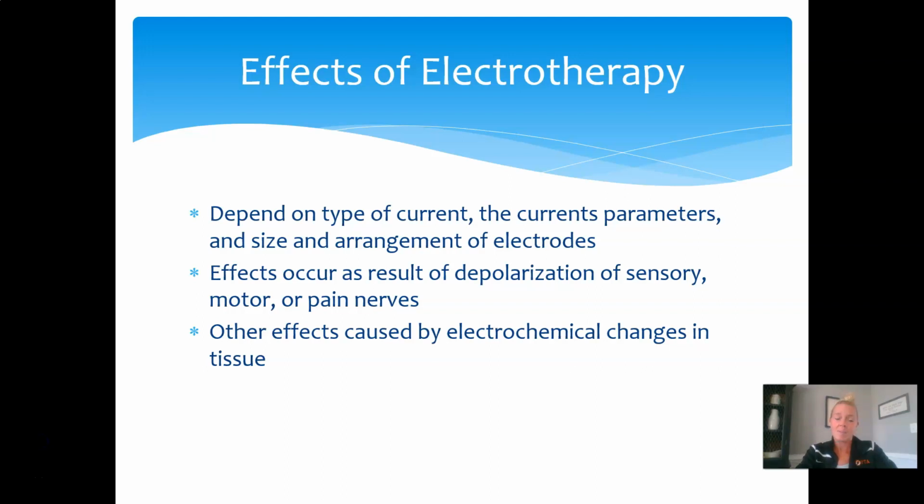The effects of Estim are going to depend on the type of current that we choose, the parameters of that current, which again, once you choose the waveform or the type of current, the machine is going to choose a lot of those things for you. The size of electrodes that we use, and also how we arrange the electrodes on our patients. The effects of Estim happen because we depolarize nerves, and we're going to depolarize nerves in a very predictable order. We can depolarize sensory nerves, motor nerves, or pain nerves. And then there can also be some electrochemical changes that happen beneath the surface as well.